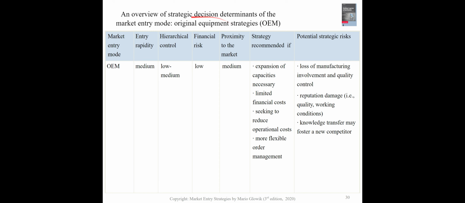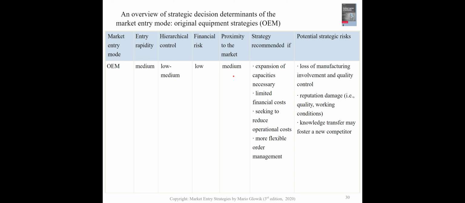In terms of these categories, such as entry rapidity, we may call this a medium market entry rapidity because we have to search for a contract partner. Hierarchical control tends to be low to medium because the contract partner operates, makes the product. The financial risk is relatively low because the entrepreneurial risk is at the contract partner side, and proximity to the market tends to be medium.